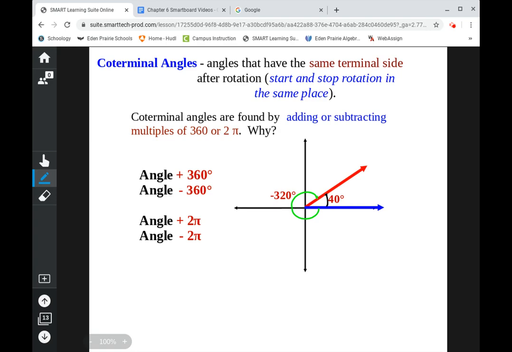So you can think about 40 degrees and then going around. This is a 40-degree angle, but we go around this way. Negative 320 degrees is also the same terminal side. Those are coterminal angles because they end in the same spot. Going this way is 40 degrees, the counterclockwise direction. Go clockwise, negative 320 degrees, and you stop at the same terminal side. That is a coterminal angle. So by adding or subtracting 360 or 2 pi, we have coterminal angles.